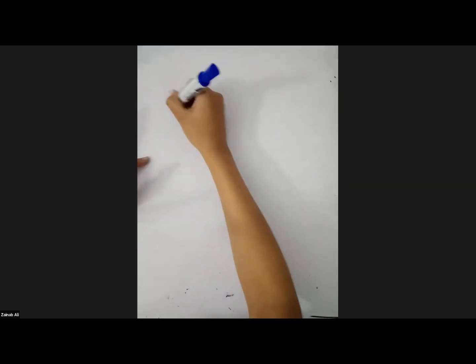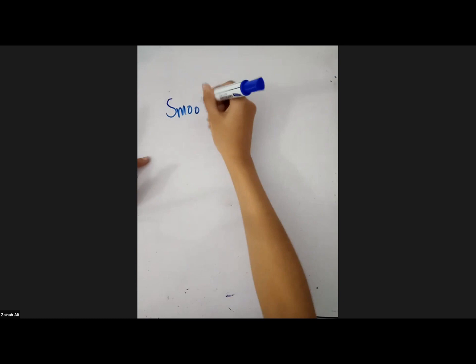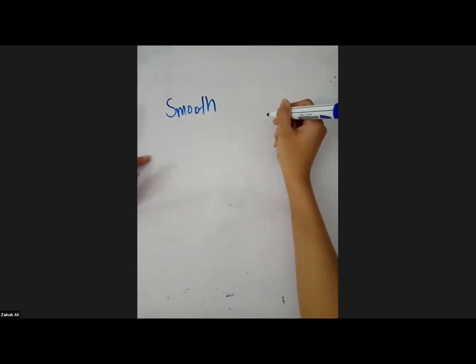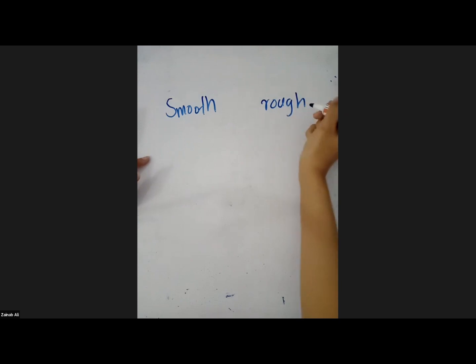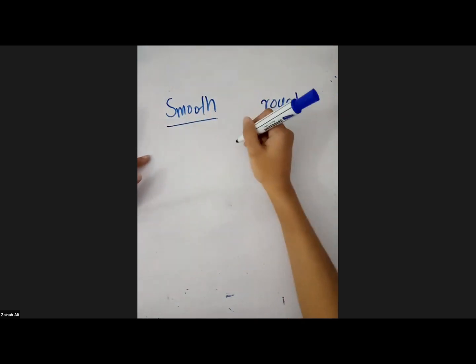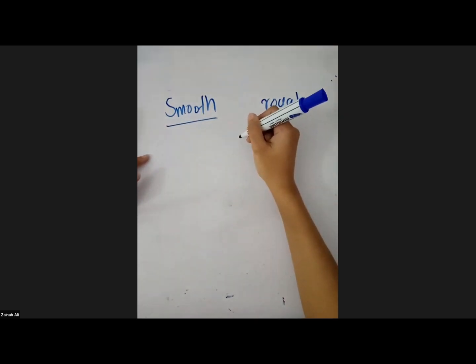The first, it can occur in smooth surfaces. Also, reflection can occur in rough surfaces. Reflection can occur in smooth surfaces as well as in rough surfaces. So can you tell me an example for a smooth surface? Anyone? You all can send me an example of a smooth surface through the chat box.